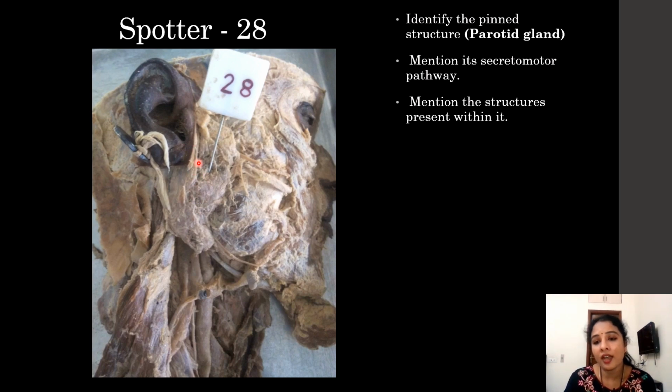And structures present in it: a vein, artery and nerve. So the deepest is the artery. The artery is the external carotid artery present within the gland, and the vein is the retromandibular vein, and nerve is the facial nerve which divides within the substance of the gland. So most superficial structure is the facial nerve present in the gland. So these are the structures present within it.